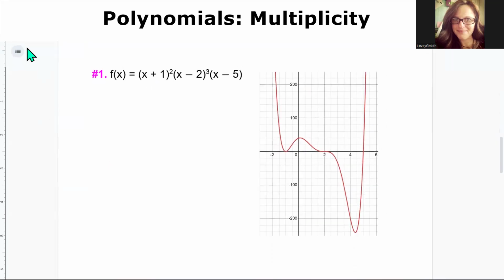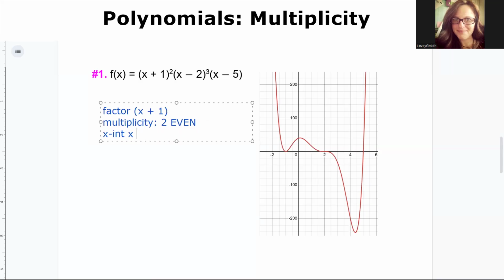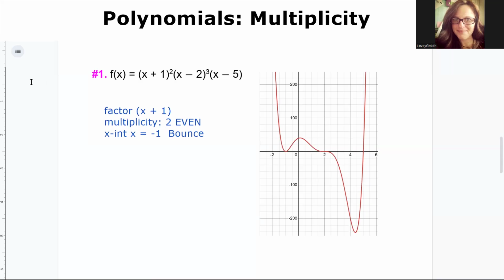Let's take a look at each factor. Our first factor, x plus 1, has a multiplicity of 2, an even multiplicity. At the x-intercept, x equals -1, the graph will bounce off the x-axis. And we can see right here, the graph touches the x-axis and turns back around at -1.